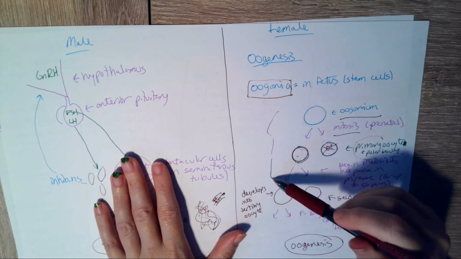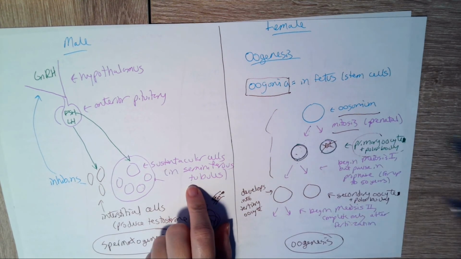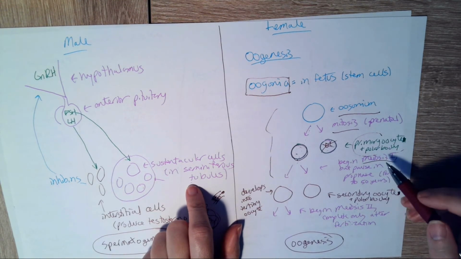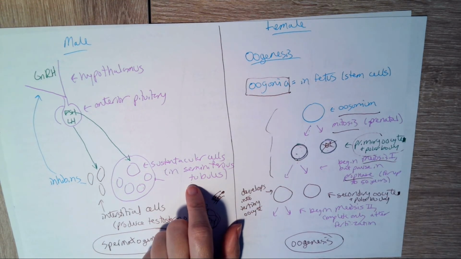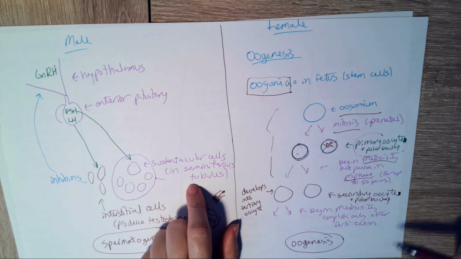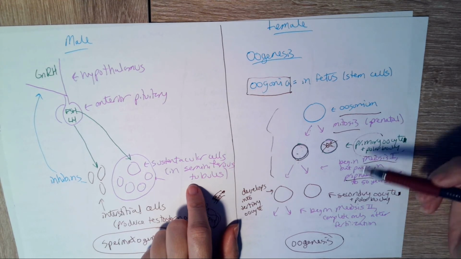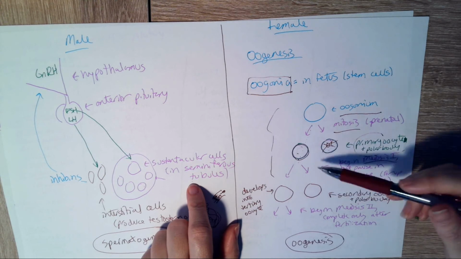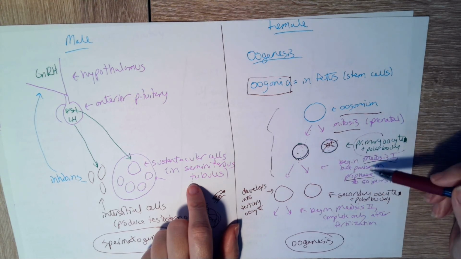Then, still before birth, this primary oocyte is going to begin meiosis 1, but it's not going to finish. It's going to stop right in the middle of meiosis 1 in the prophase stage, and it's just going to wait. And it's going to wait until the female is born. It's going to wait until the female goes through puberty, and at puberty, one or possibly two of these primary oocytes will finish this meiosis 1.